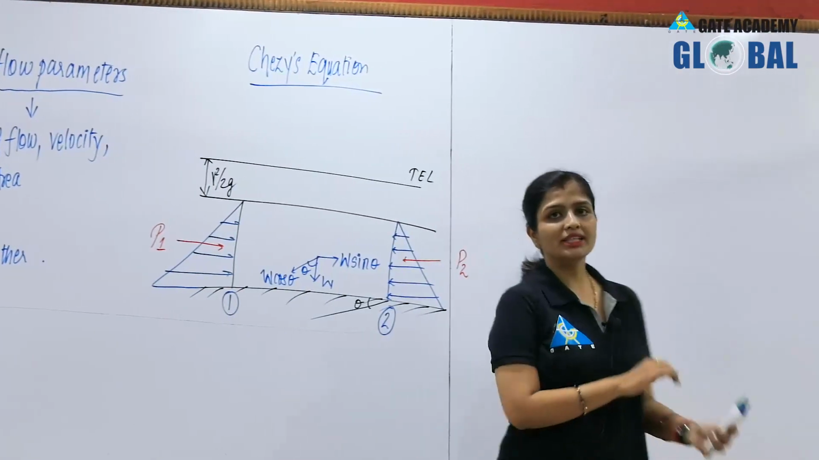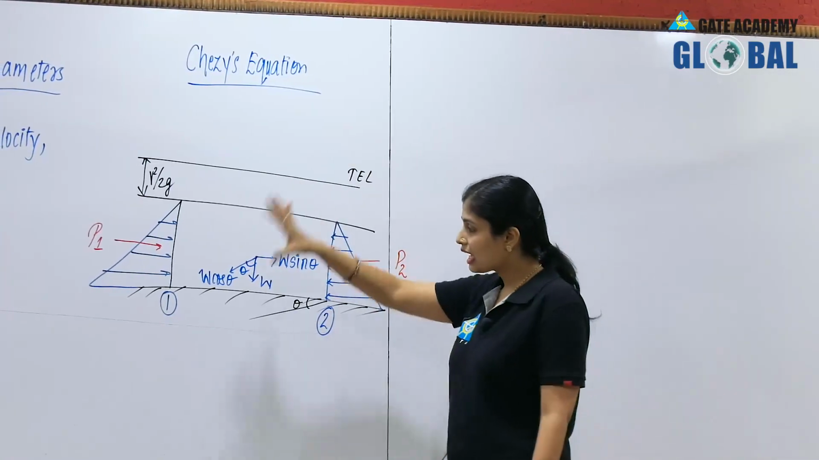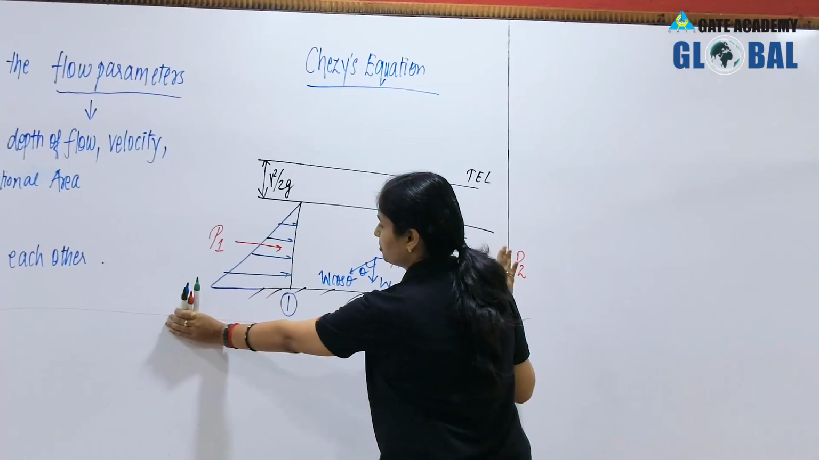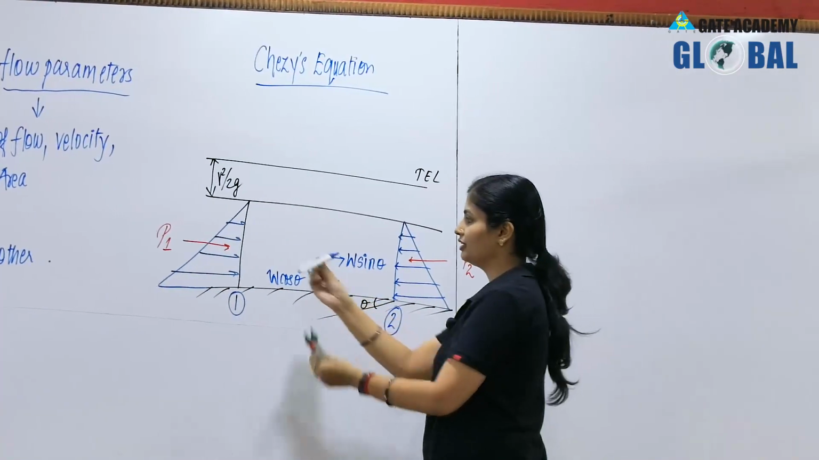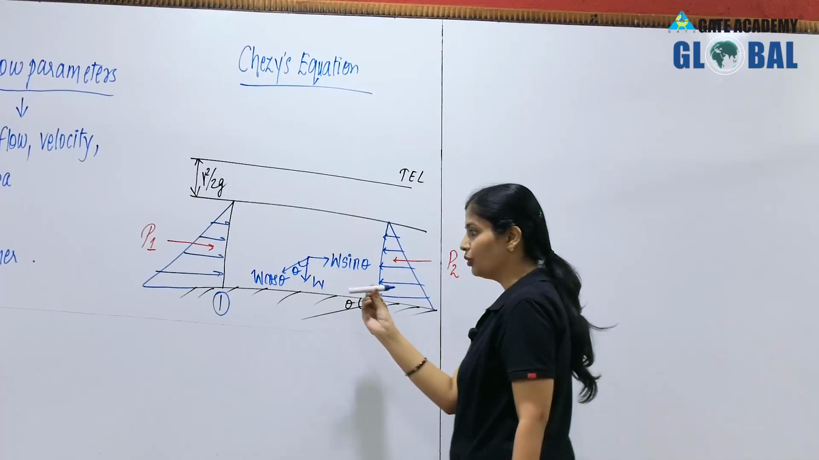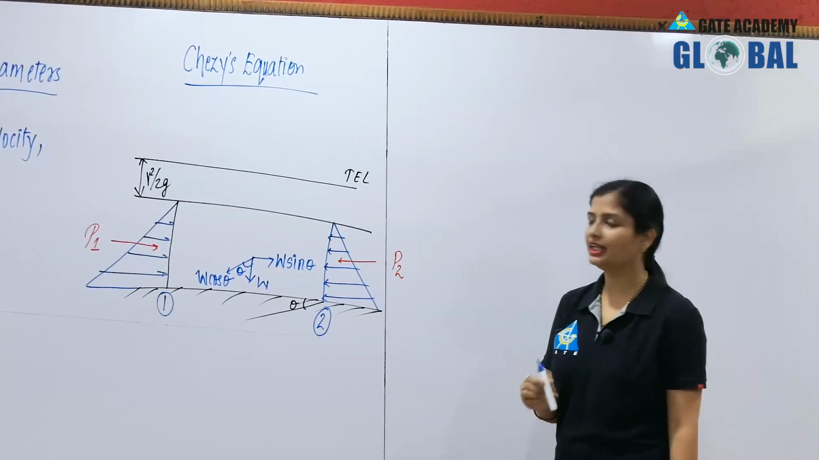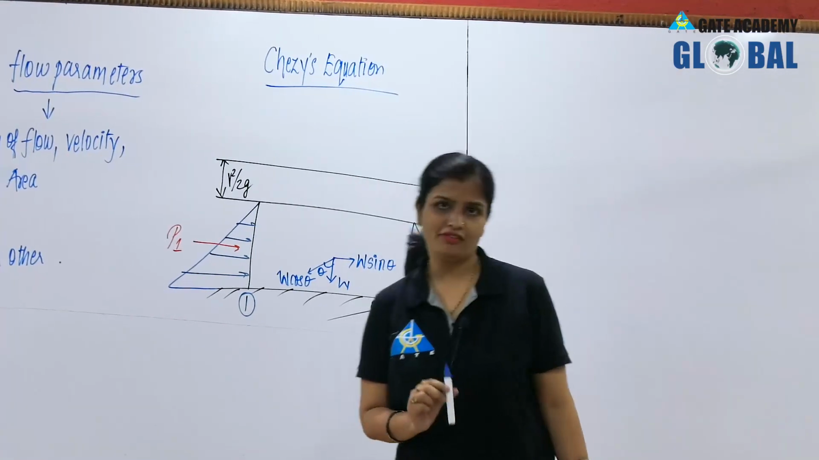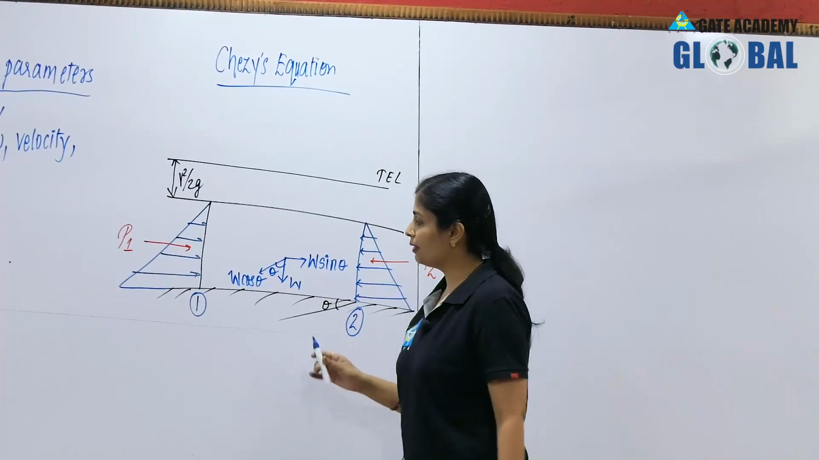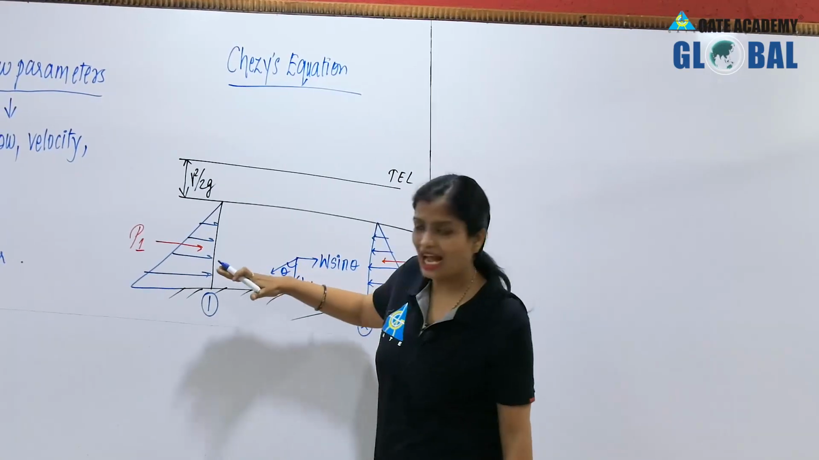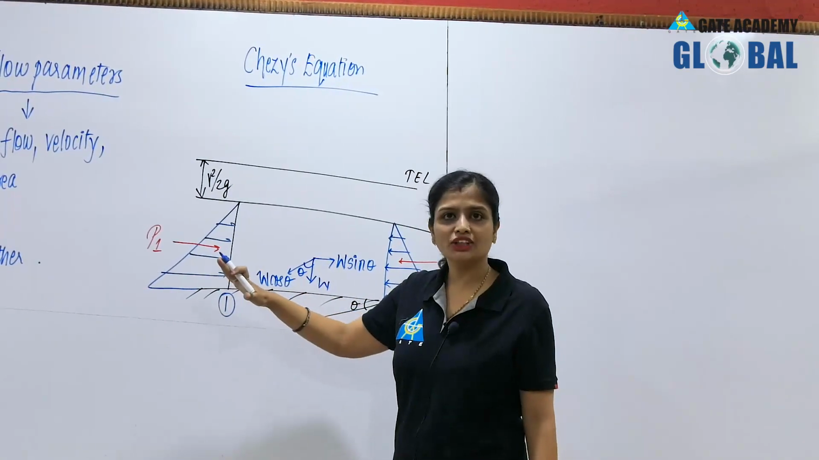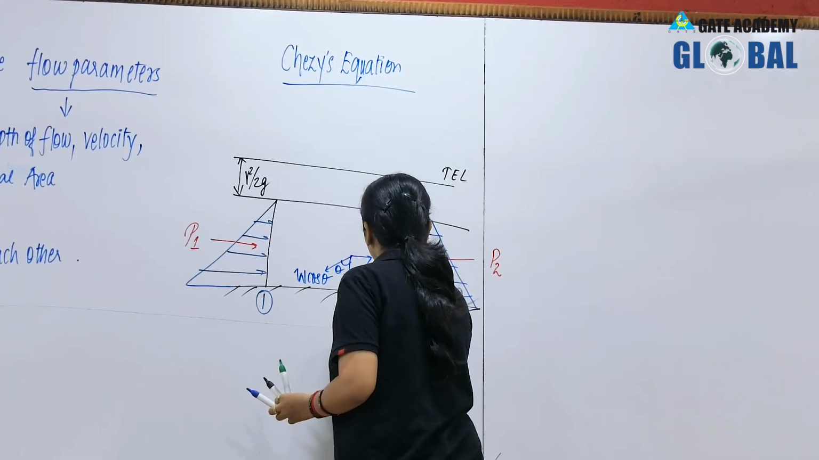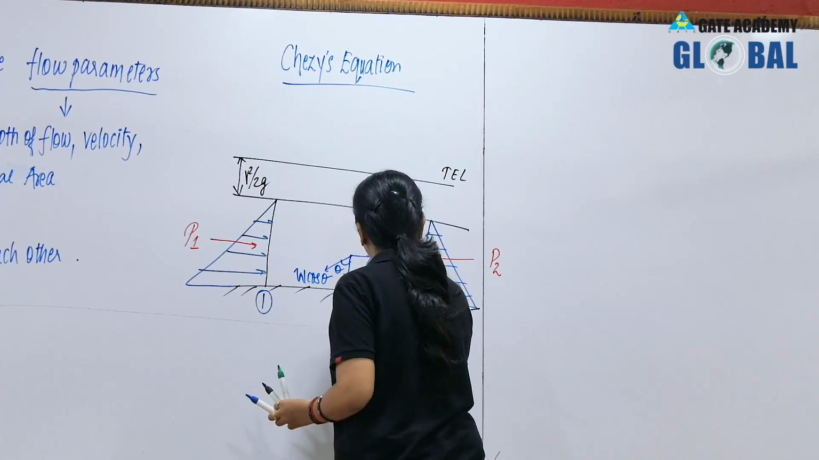Now, when the flow occurs from the upstream to the downstream side, this is the flow direction, because I told you in the introductory chapter that in open channel flow, flow occurs under the action of gravity. So a resistance force will be acting opposite to the direction of flow. What is that resistance force? That is the frictional force, F.